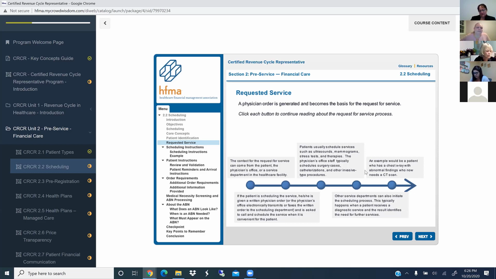The reason I'm bringing this up is because this is a question that I've seen on the test. When there is a requested service, you need a physician order to generate it, in order to have the basis for that service. So that is a key right there. You need that order. An example would be a patient who has a chest x-ray with abnormal findings who now needs a CT scan.